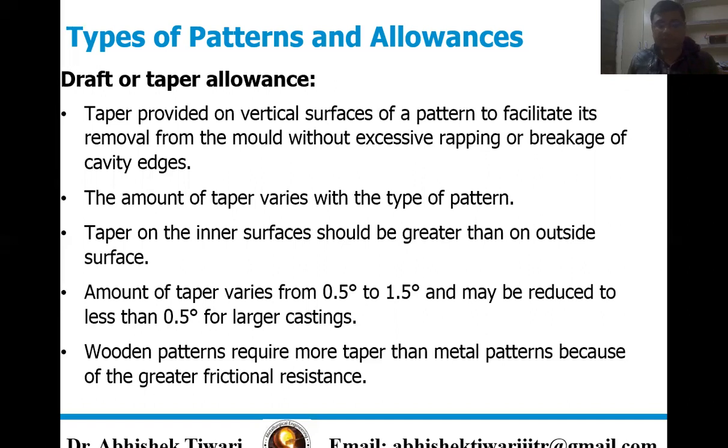The amount of taper varies from 0.5 degree to 1.5 degrees and may be reduced to less than 0.5 degree for larger castings. Wooden patterns require more taper than metal patterns because of greater frictional resistance.